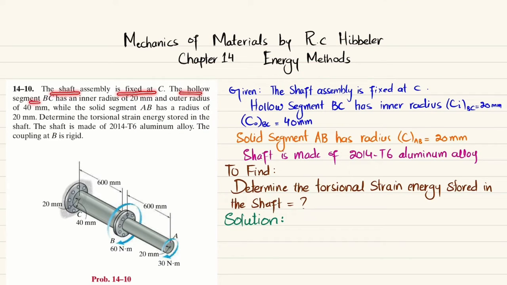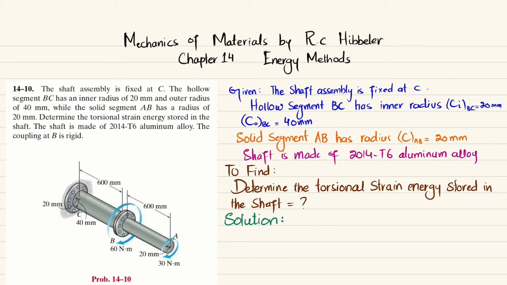So statement is the shaft assembly is fixed at C. The hollow segment BC has inner radius 20 mm and outer radius of 40 mm, while solid segment AB has a radius of 20 mm. Determine the torsional strain energy stored in the shaft. The shaft is made up of 2014 T6 aluminum alloy. The coupling at B is rigid.